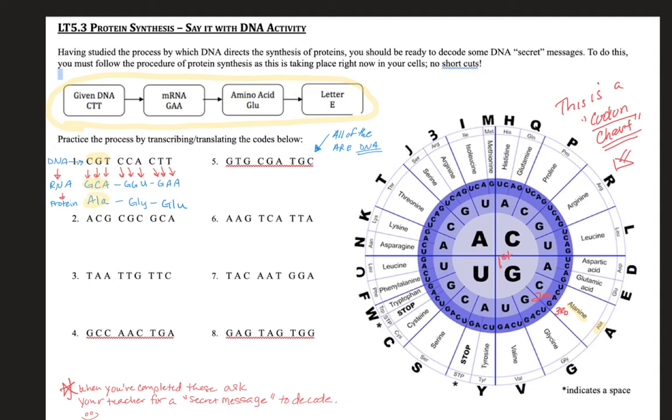Well, the part that I was going to show you was how to get from the RNA to protein, because we've already demonstrated how to do all the other stuff. So we're going to do that.